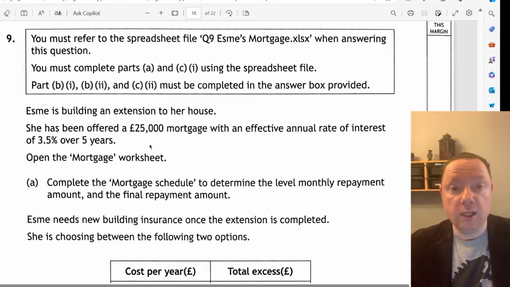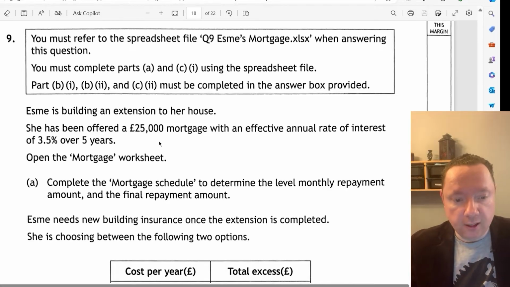Okay, Esme is building an extension to her house. She's been offered a £25,000 mortgage with an effective annual rate of interest of 3.5% over 5 years. Open the mortgage worksheet, complete the mortgage schedule to determine the level of monthly repayment amount and final repayment amount.